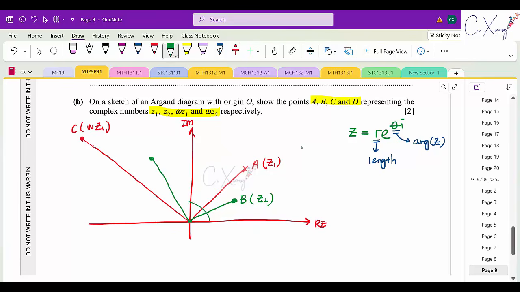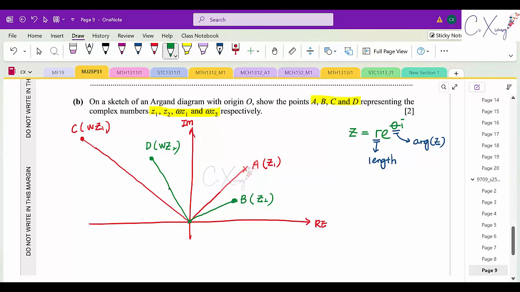Because you measure 120 degrees from the positive x-axis, alright? And then I should label it as D, which is WZ2. Okay, so when you look at this one, I just try to draw it.